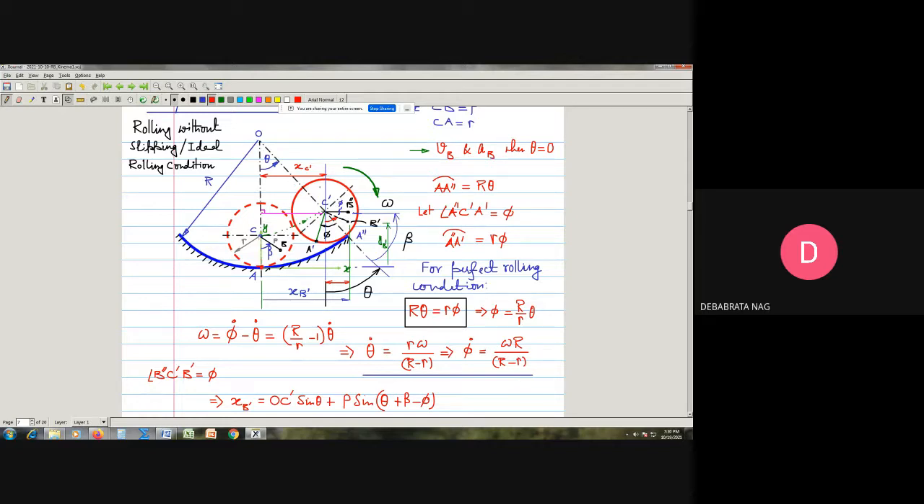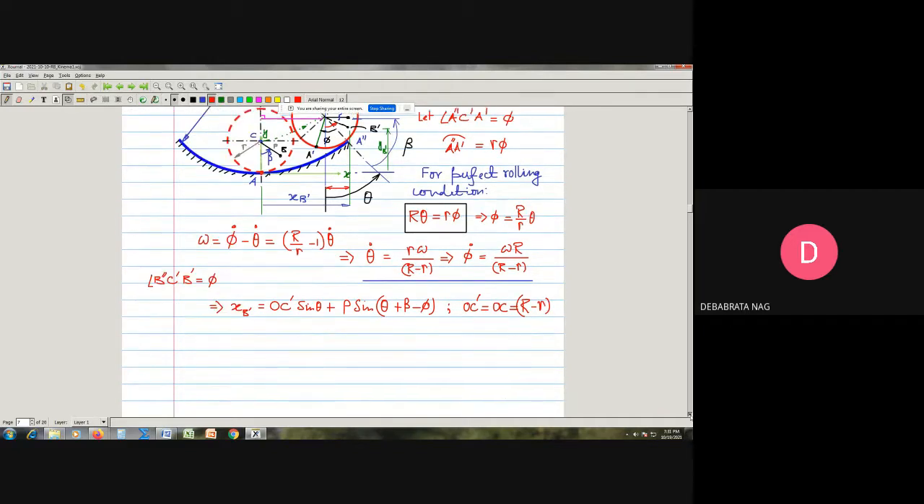So OC dash is clearly, you see from here, going to be equal to how much? That is going to be equal to capital R minus small r. OC dash is also equal to OC, in fact. OC means this line. So we can write from here that OC dash is equal to OC and that is equal to capital R minus small r. So we can write it in this way.